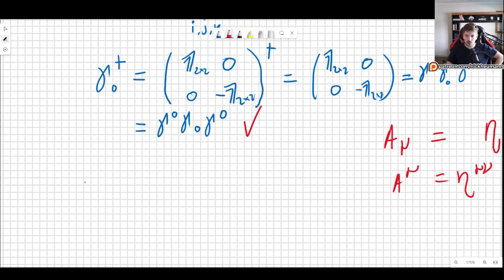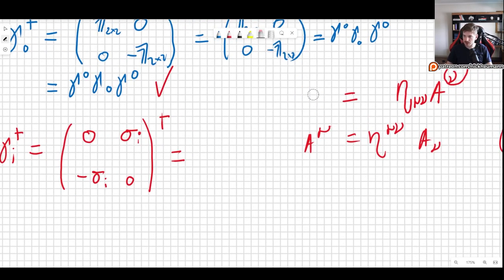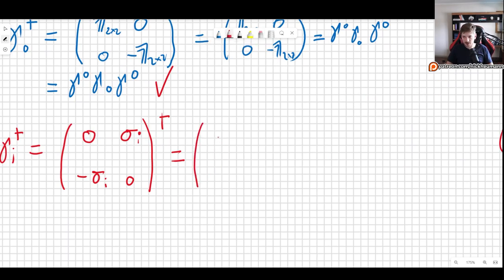Now we go for mu equal to I. So gamma I dagger. So now we just write the expression for our gamma i's, which in the Dirac representation is 0, sigma I, these are the Pauli matrices, minus sigma I, 0, and then we have complex conjugate. So here, actually, let me maybe erase this thing there because it's in the way. So now we transpose this. So we have 0 minus sigma I, but we still have to take the complex conjugate of each element.